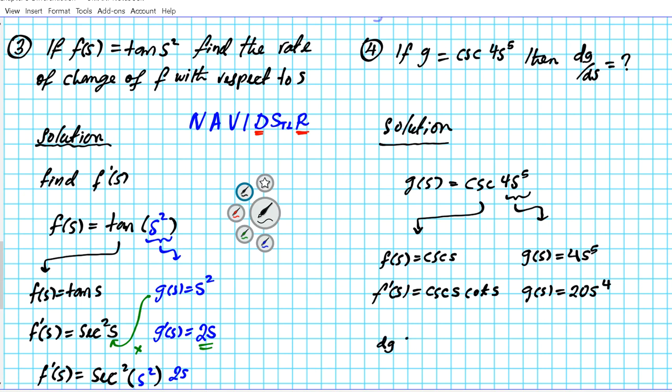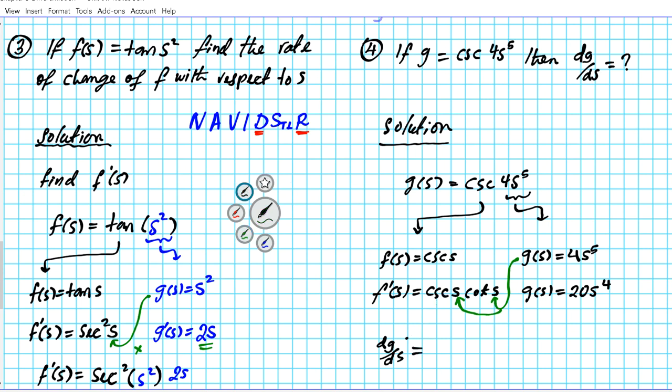dg ds is going to be the derivative of the outer evaluated at the inner. So we're going to plug in this into the independent variable spots here. So we're going to plug g into this s right here and into this s right here. Okay, so what is it going to become?